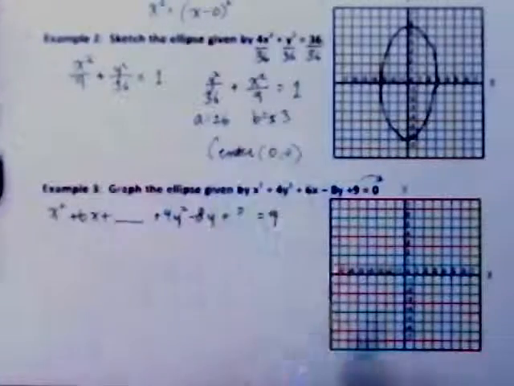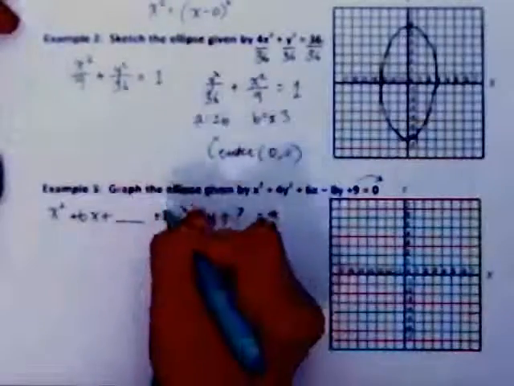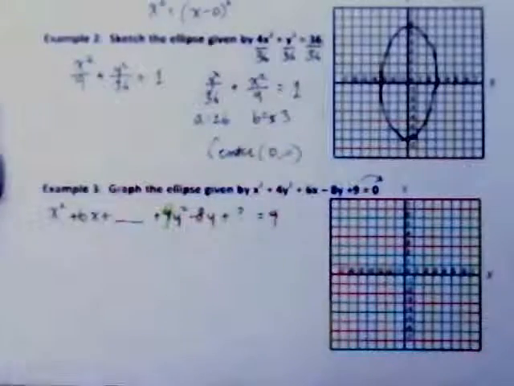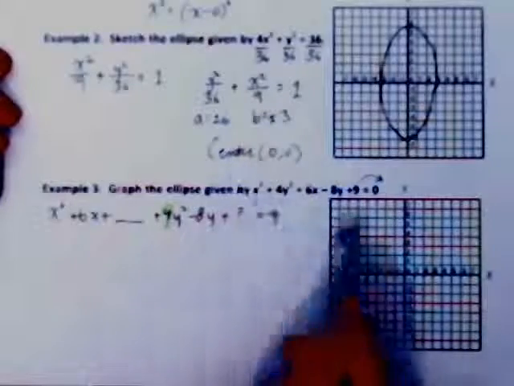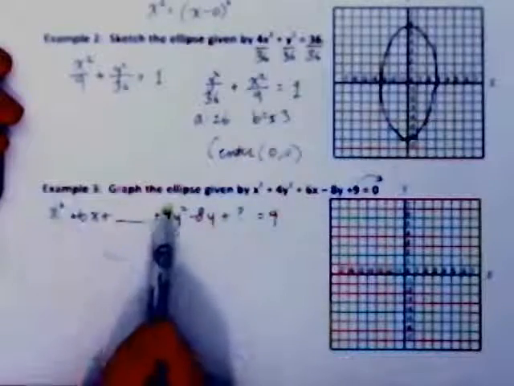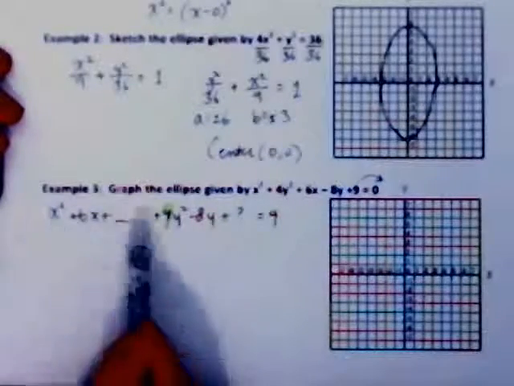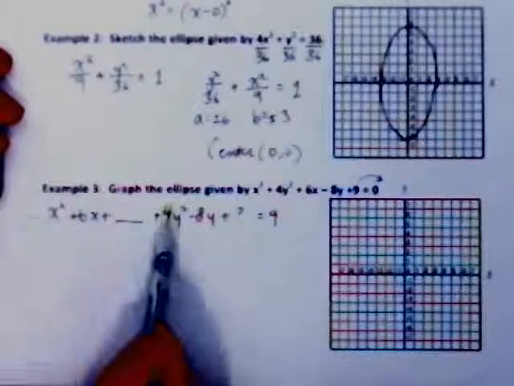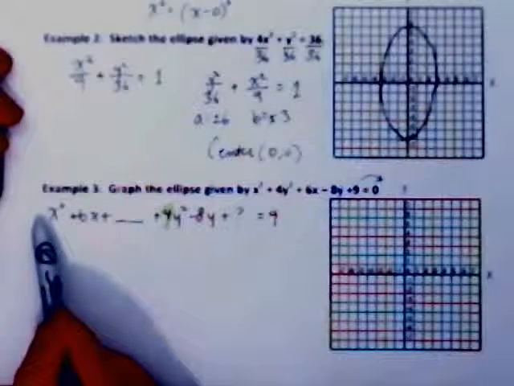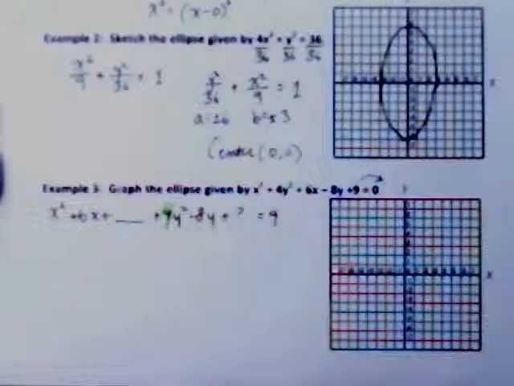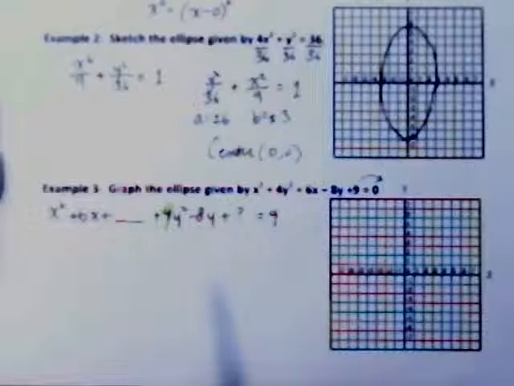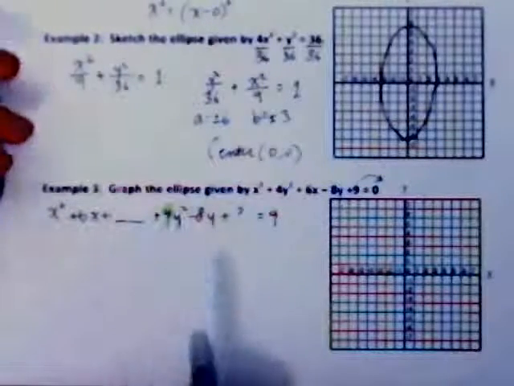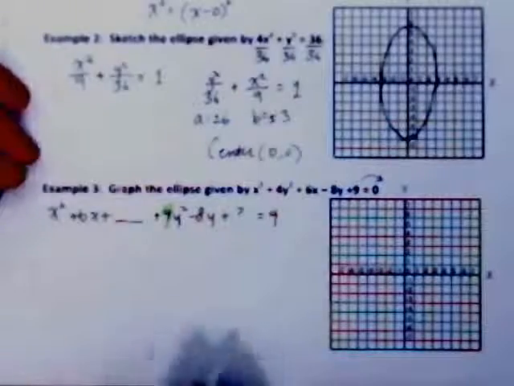Well, we got a problem right over here. This 4 is just killing me. Notice also that in the general form, the leading coefficients of the x squared and the y squared are not the same. We know that if these values are not the same, then it's going to be an ellipse, whereas previously we stated that if they are the same, they're going to be circles. So definitely know that it's not going to be a circle. It's going to be an ellipse.